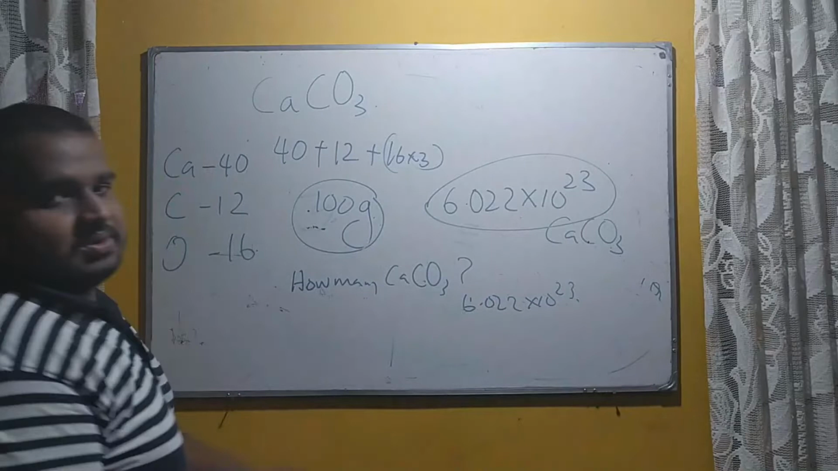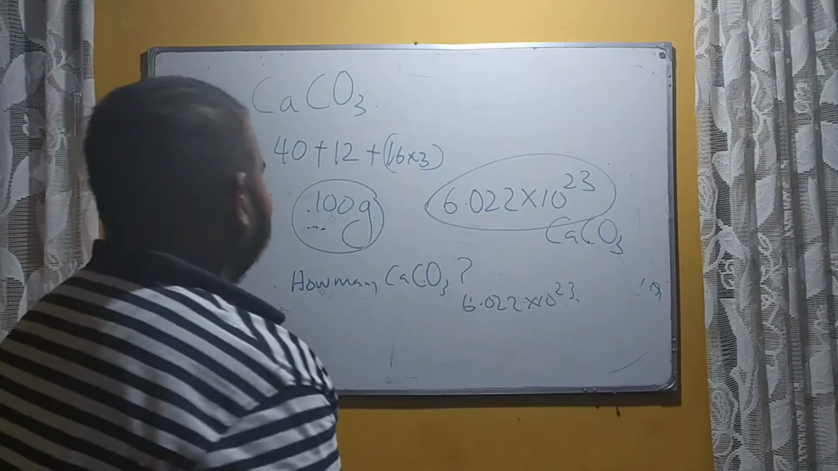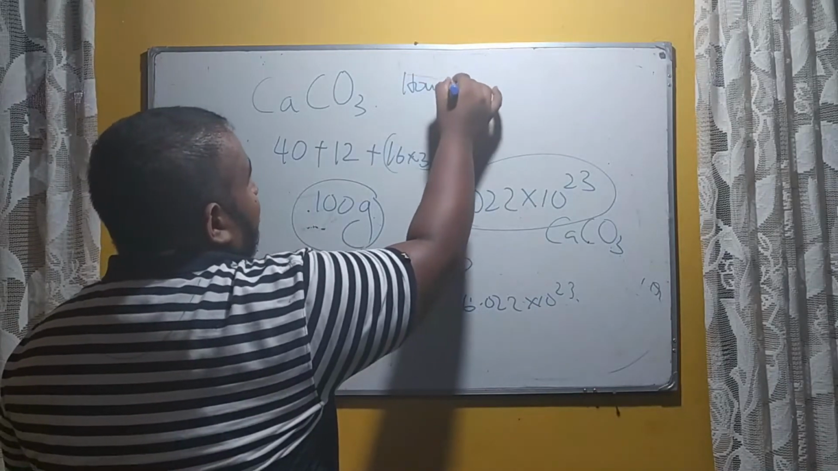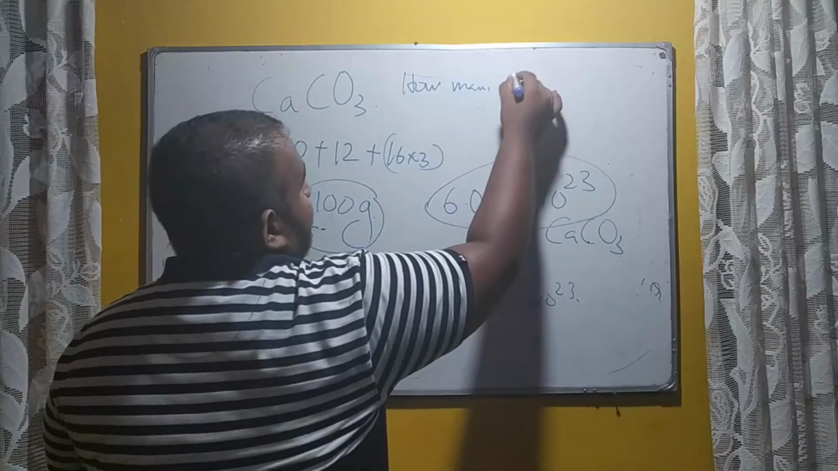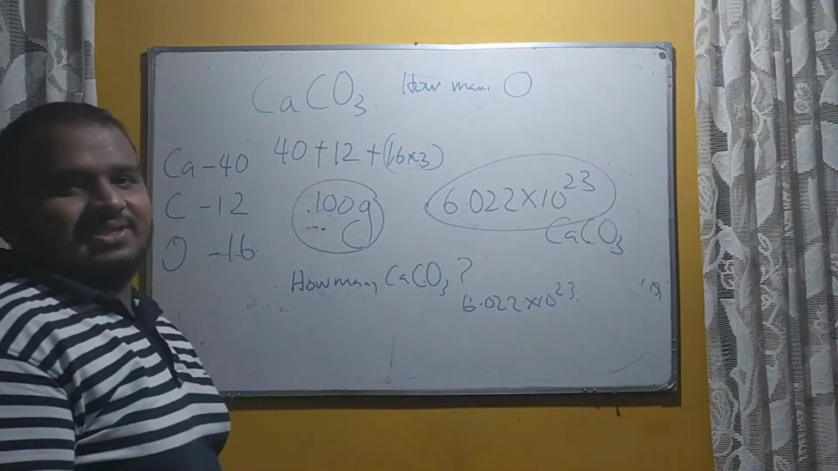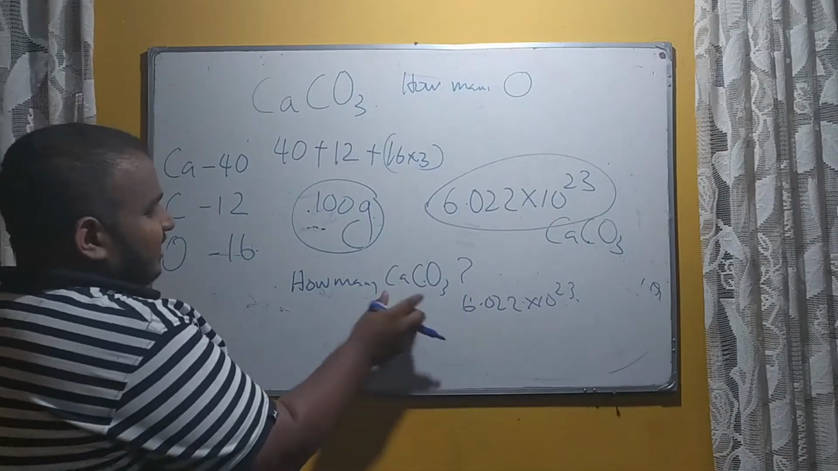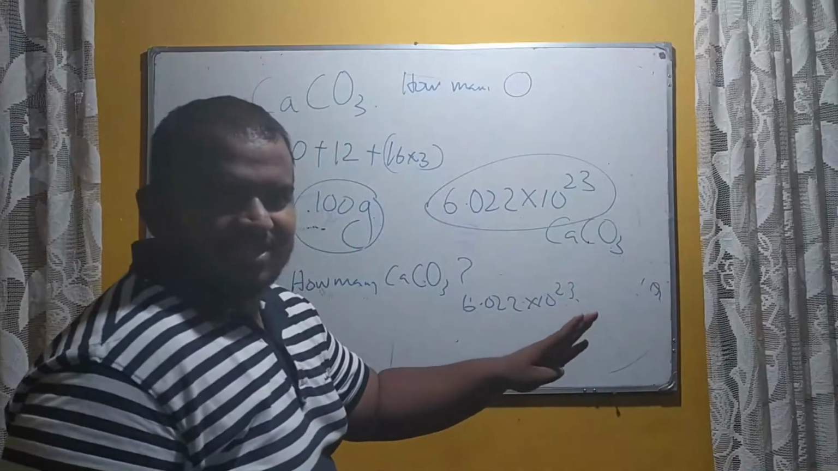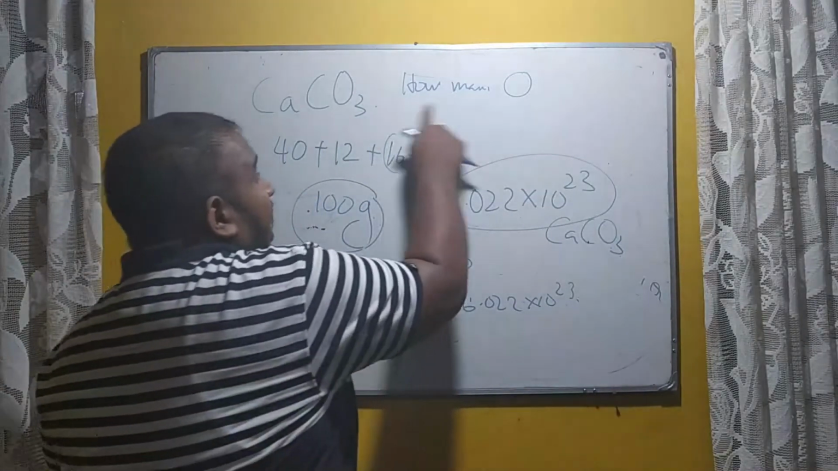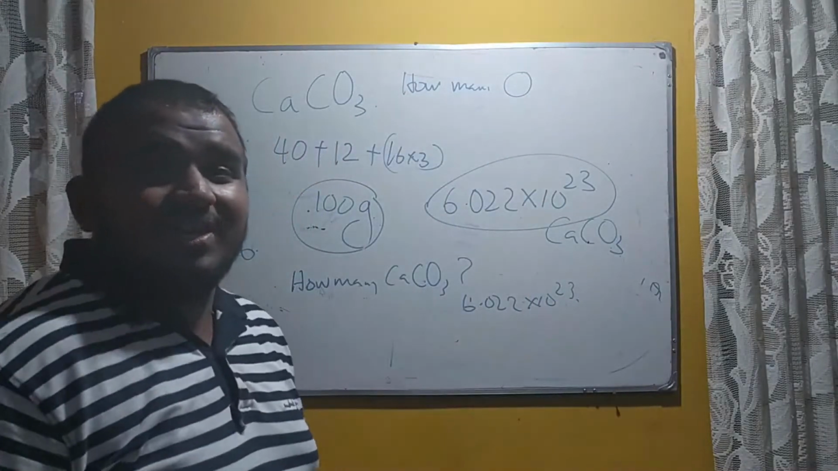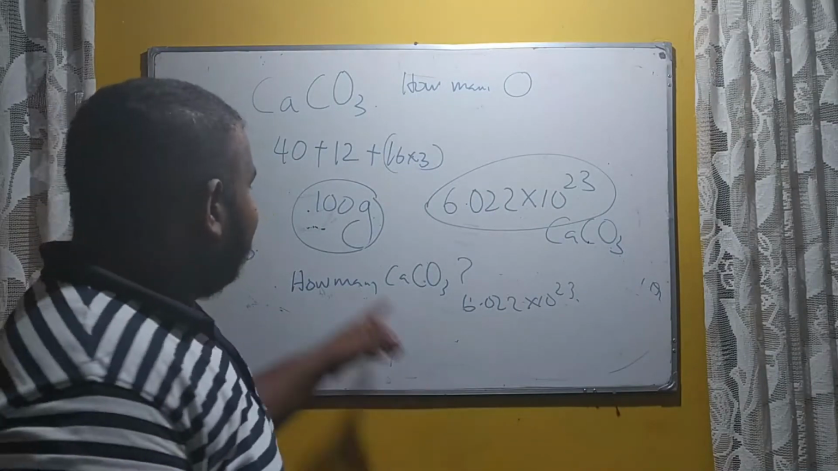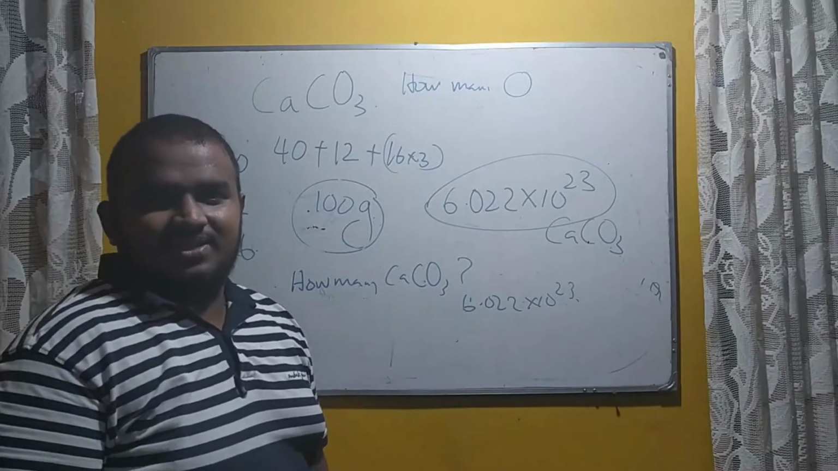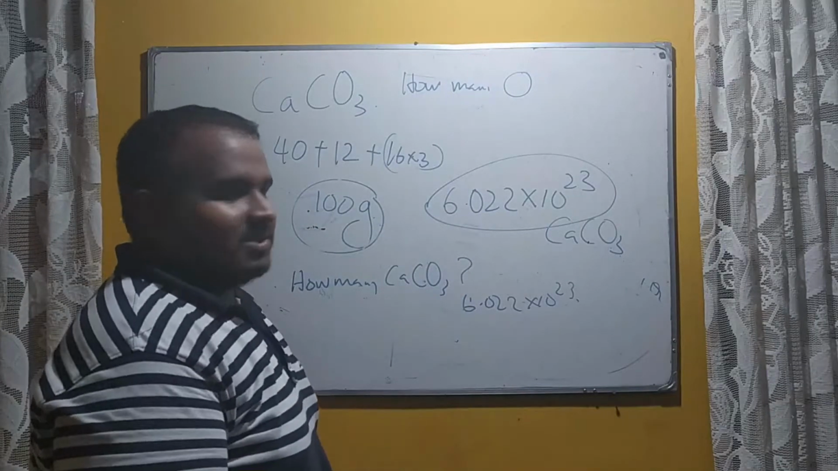Okay, not an issue. But the next question they will ask you is how many oxygen atoms are present. Initially they ask how many calcium carbonate will be present. Not an issue, this much. But this time they are asking how many oxygen atoms are present in 100 grams of calcium carbonate. This is the place where you all confuse yourself.